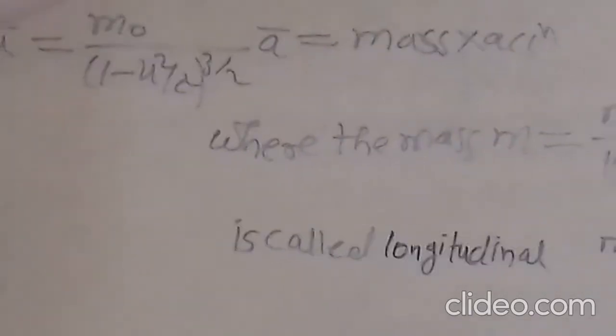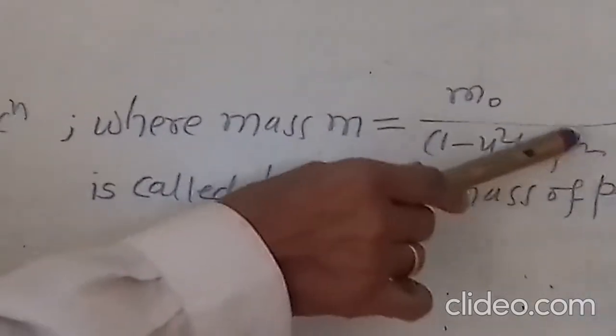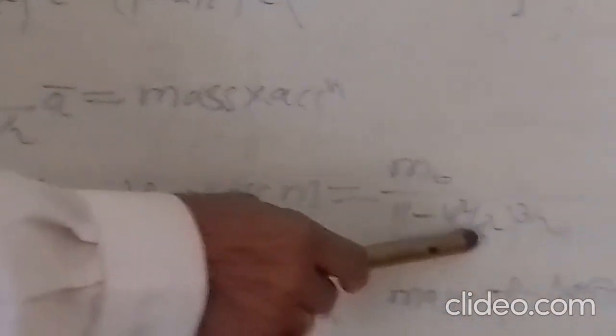So here you should keep in mind, in case of transverse mass, the factor is m naught upon 1 minus u square by c square raised to power 1 by 2, whereas in longitudinal mass, the factor is 1 minus u square by c square raised to power 3 by 2. So this becomes the transverse mass and this is the longitudinal mass.